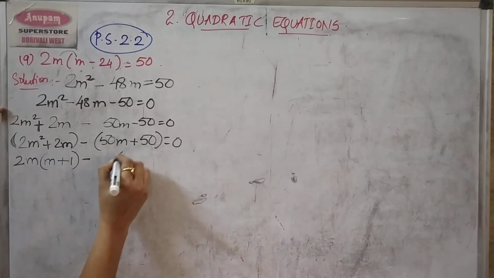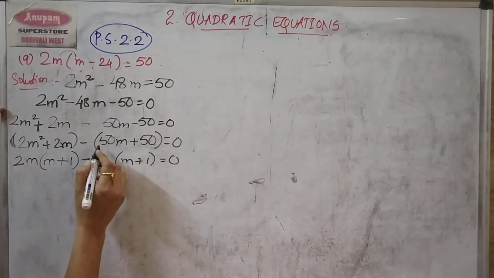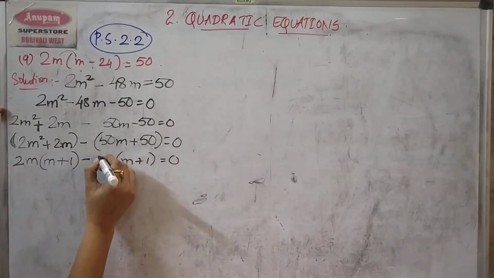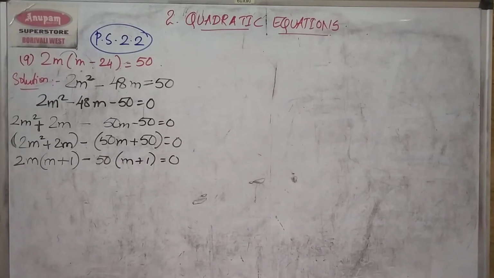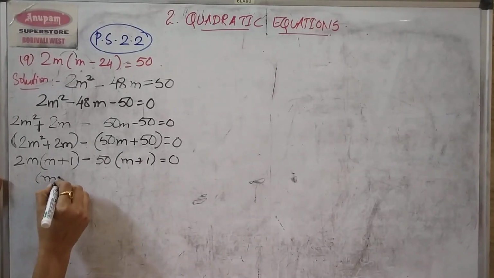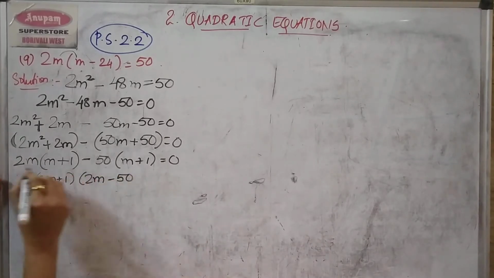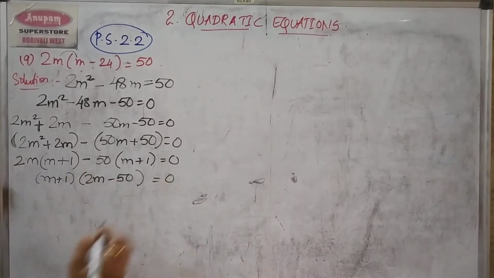Similarly here also, if you don't understand what to write, copy this bracket here. Okay, and what will go? m into what will give you 50m? 50. Okay, so now we will write down 2m plus 1 is one bracket and 2m minus 50 is the other bracket.